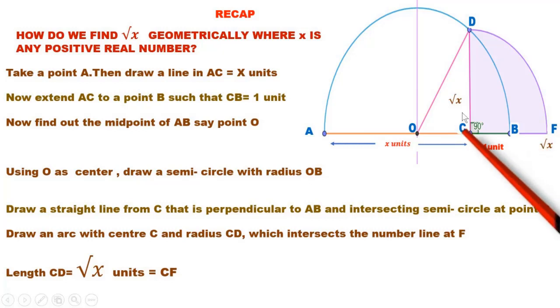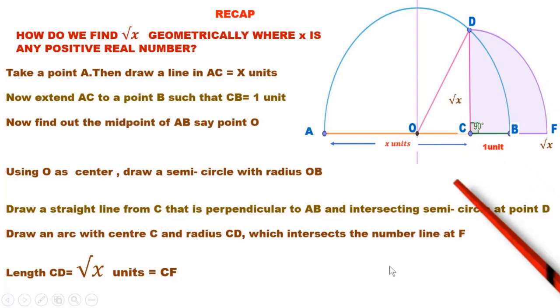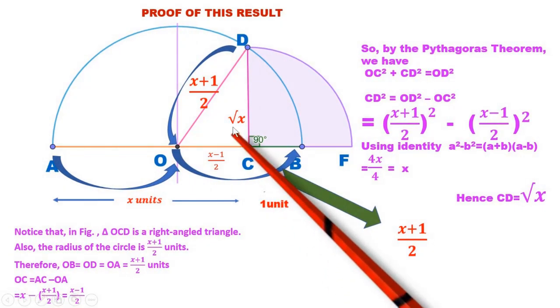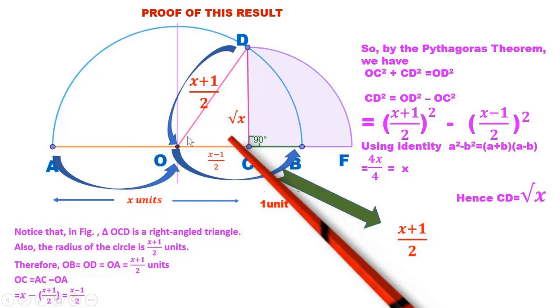Length CD is equal to root x as well as CF is equal to root x, because both of them are the radii of the same circle. Now, the question may arise to you why DC is equal to root x. For this, we are going to apply the Pythagoras theorem.